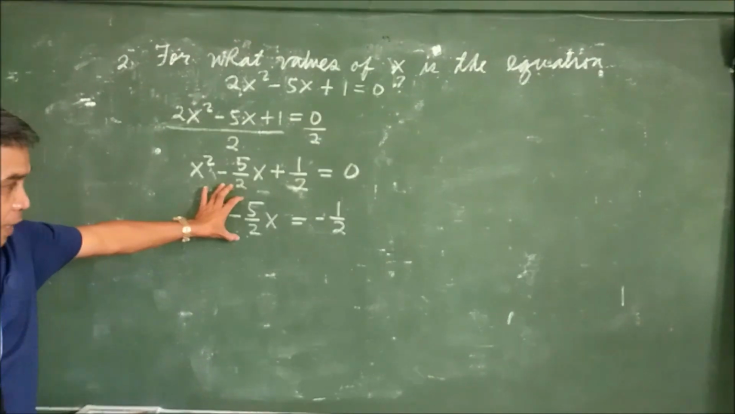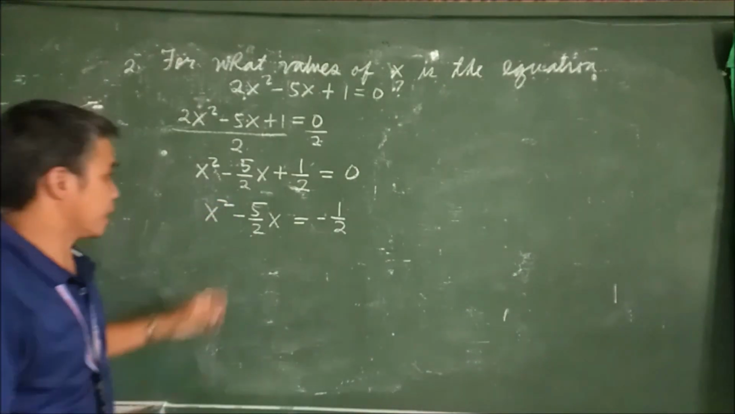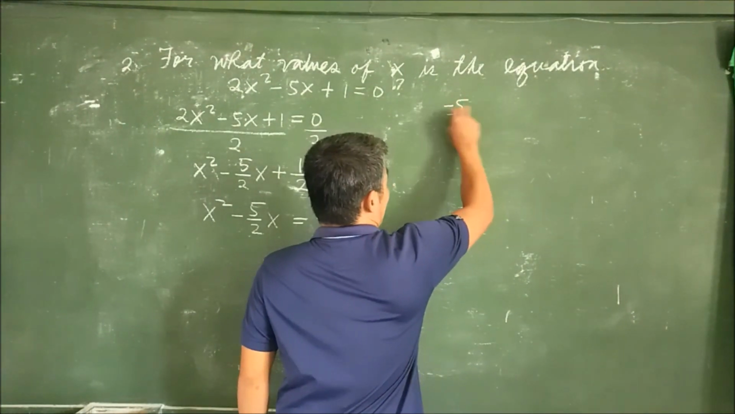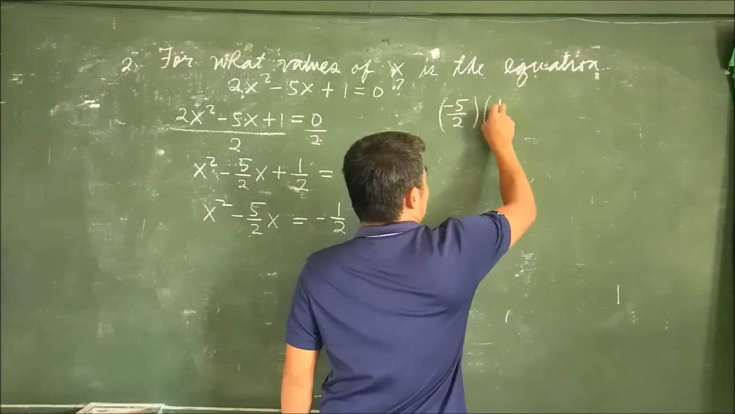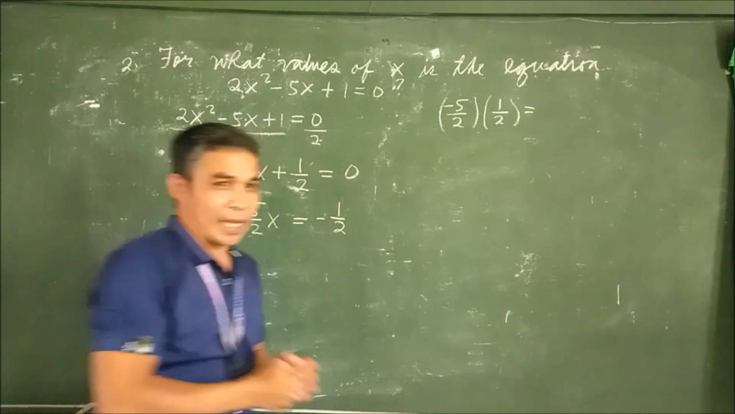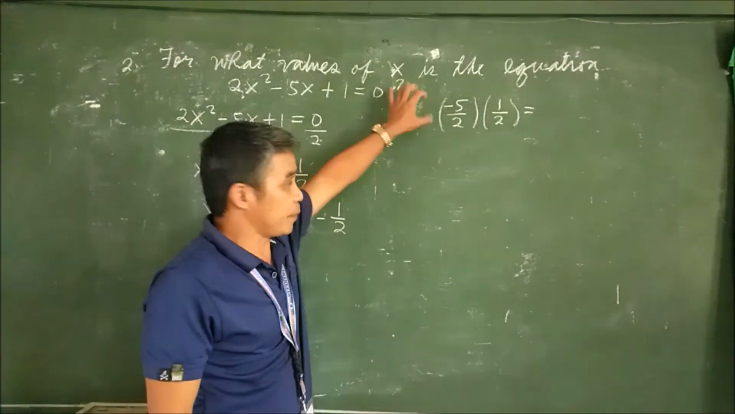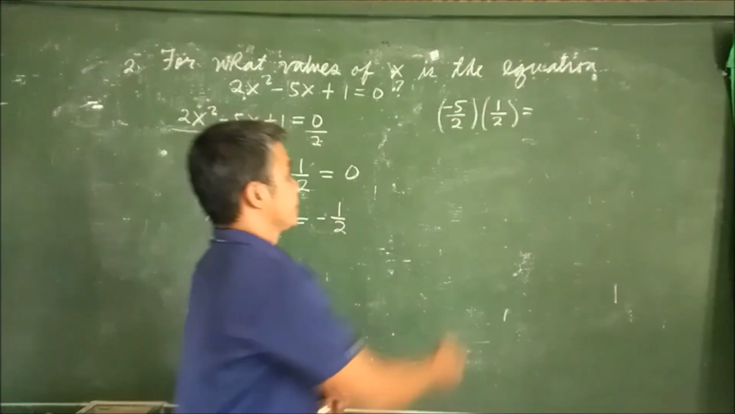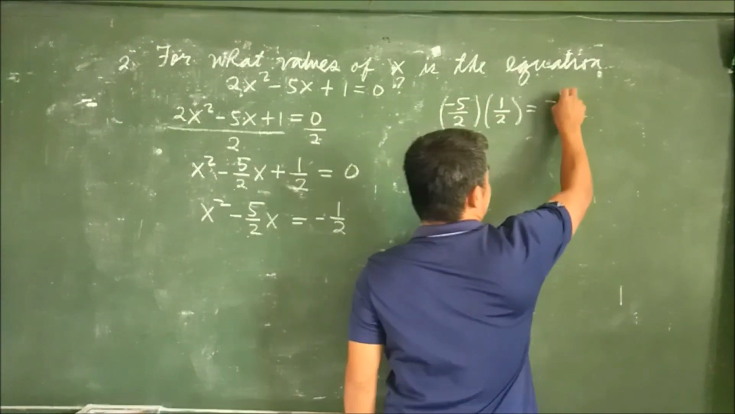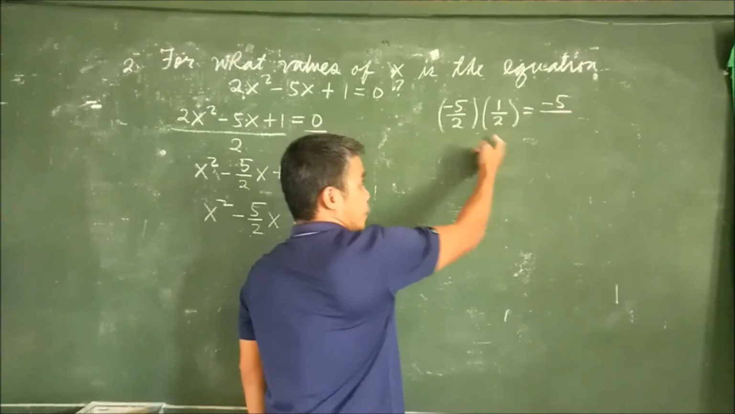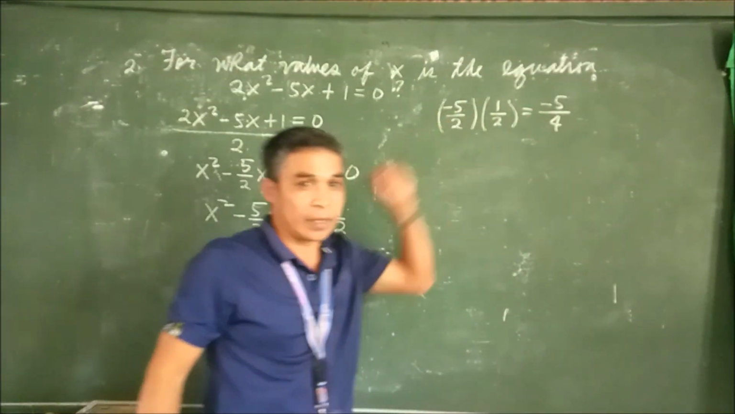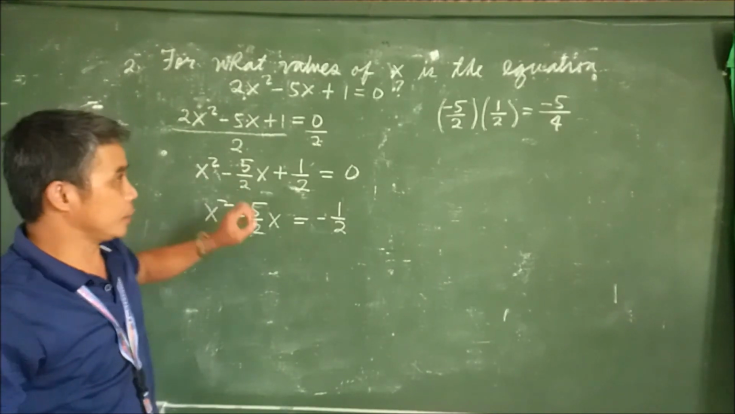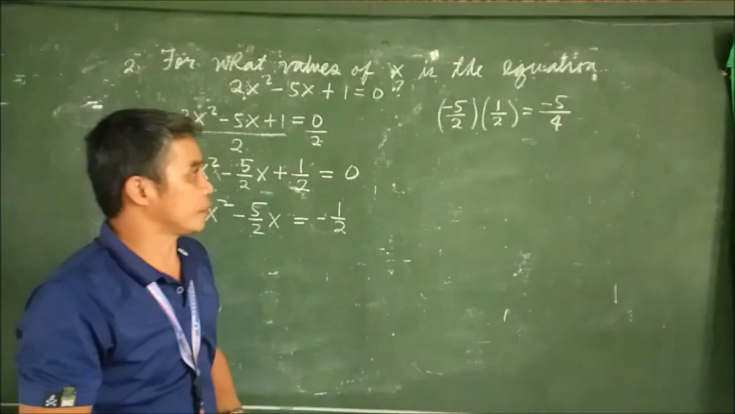Ang b natin dito is negative 5 over 2. Kaya kukunin natin ang kanyang 1 half. Paano? I-times natin ulit siya sa 1 half. Okay, tandaan, kung ma-remember ninyo, yung multiplication fraction natin, numerator times numerator and denominator times denominator. Then, negative 5 times 1 equals negative 5. Then, 2 times 2 equals 4. Ito ang kanyang 1 half. The 1 half of negative 5 over 2 is negative 5 over 4.